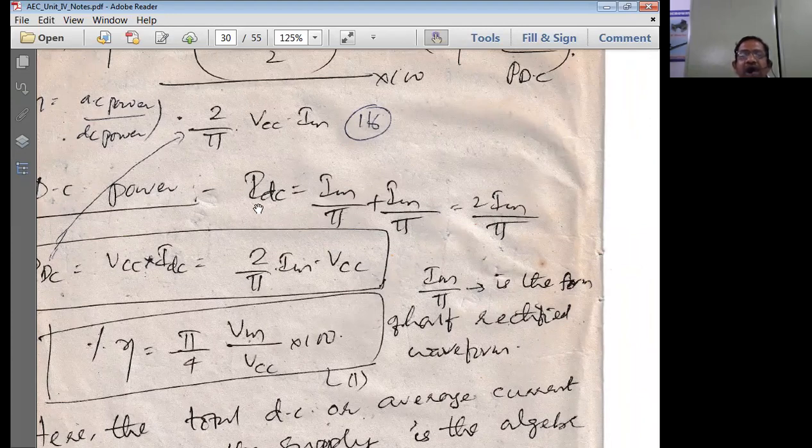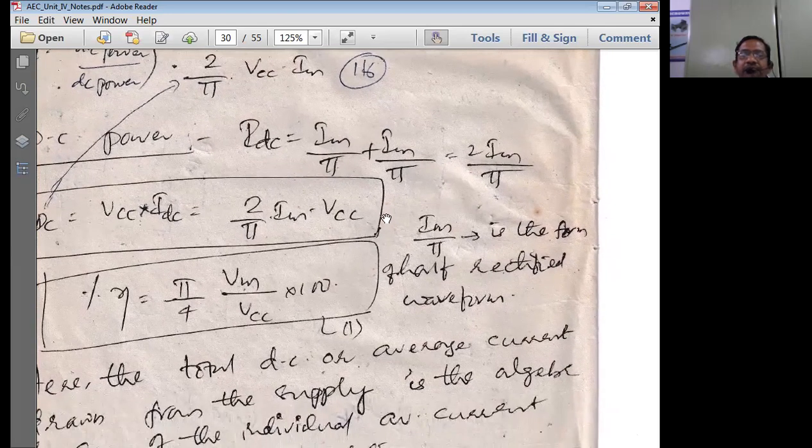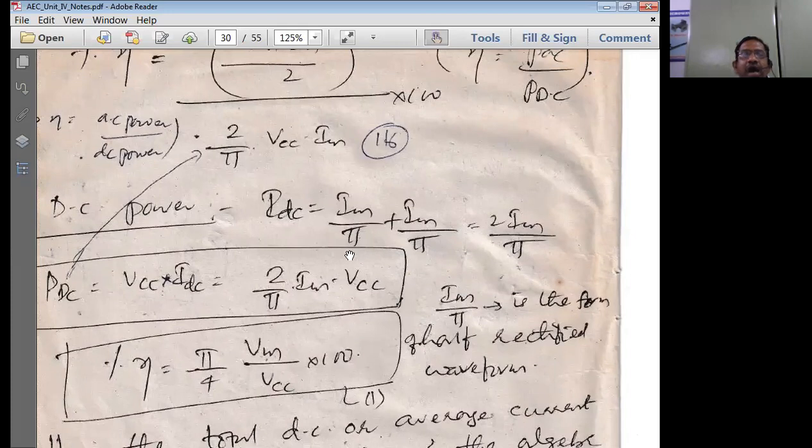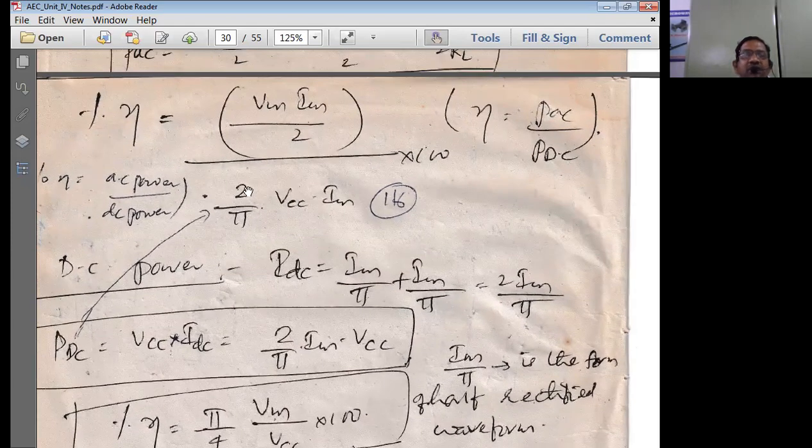So the average DC current from the half wave rectifier is taken as equal to Im by pi. If it is current, we'll take Im by pi. If you are considering voltage, you can take Vm by pi. Now, since two transistors are involved here, we'll write it as simply Im by pi plus Im by pi. Therefore, I can write IDC is equal to 2 Im by pi. IDC into VCC is the DC input power. So I can write PDC as equal to 2 Im by pi into VCC.